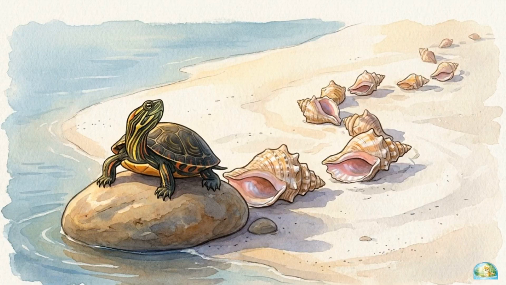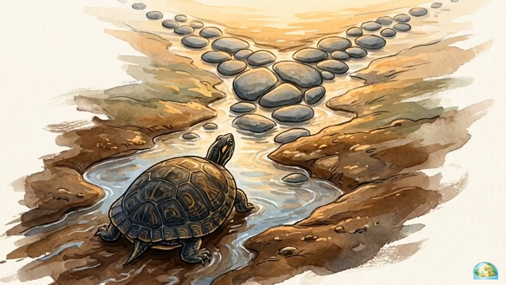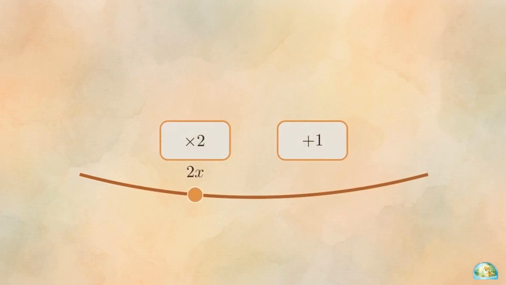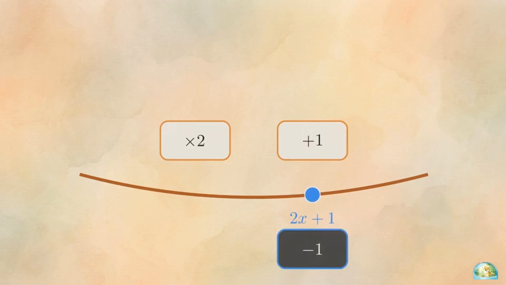To retrace a journey, you have to swap your starting and ending points and walk every step in reverse. The same logic applies to algebraic equations. Here, the function maps an input x to 2x plus 1. To reverse that rule, we start with the output of the function.